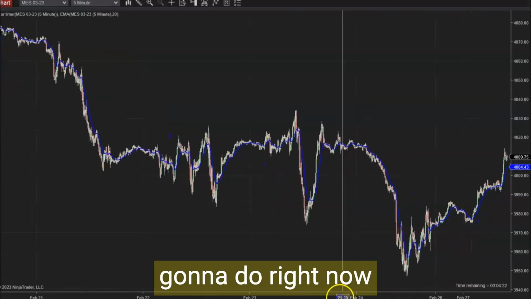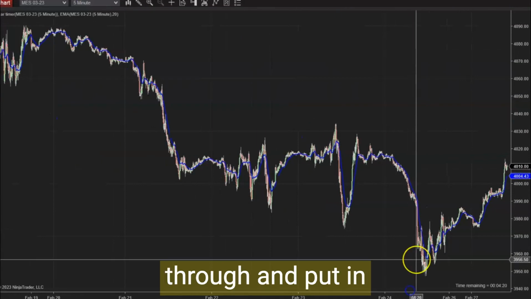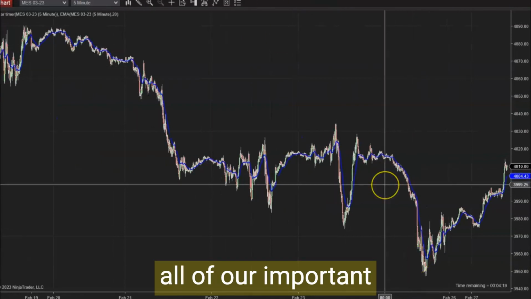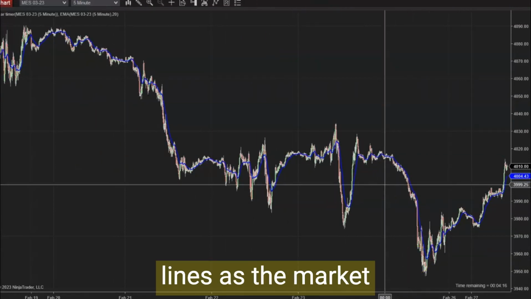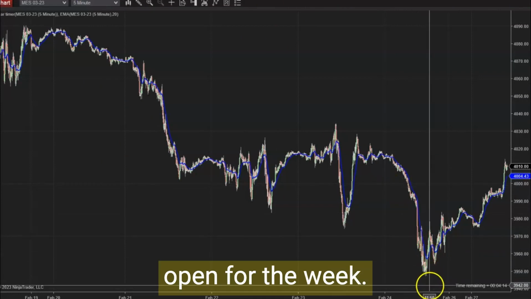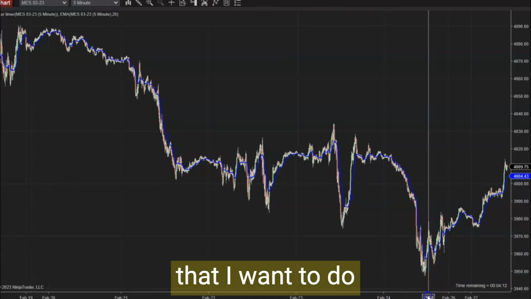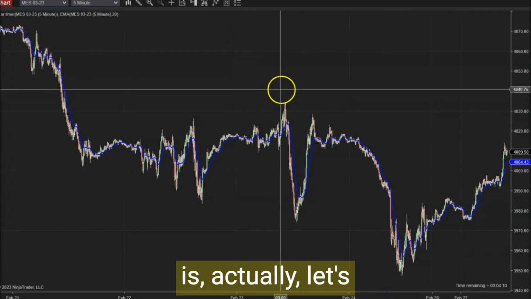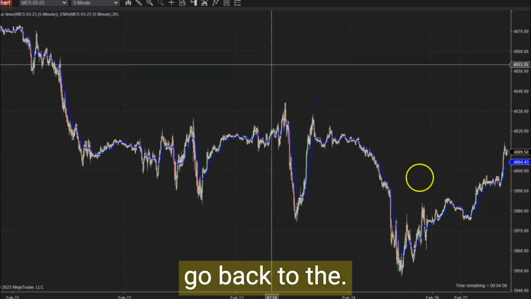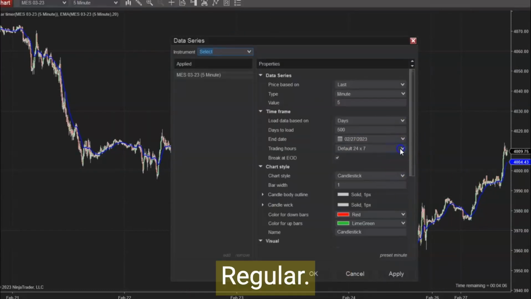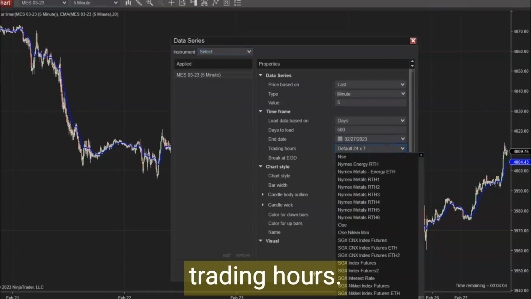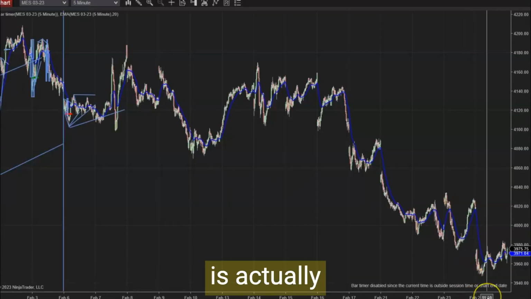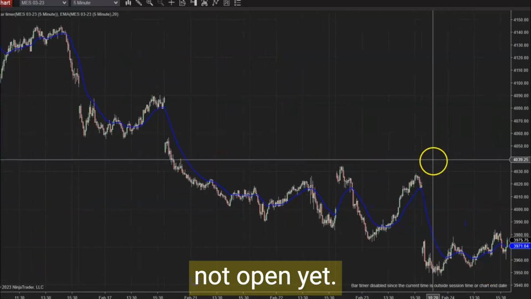And what we're going to do right now is go through and put in all of our important lines as the market is getting ready to open for the week. So the first thing I want to do is go back to the regular trading hours. The market is actually not open yet.